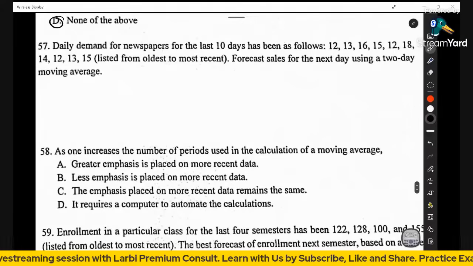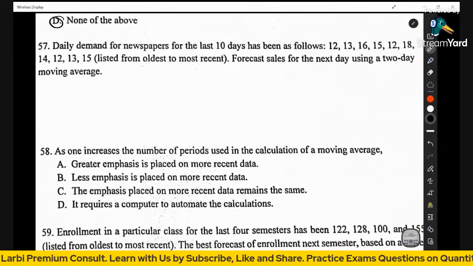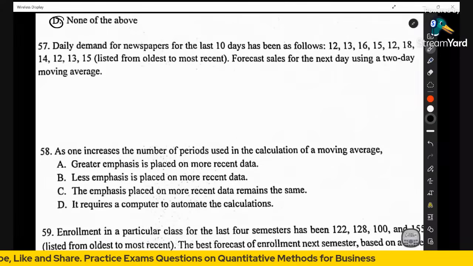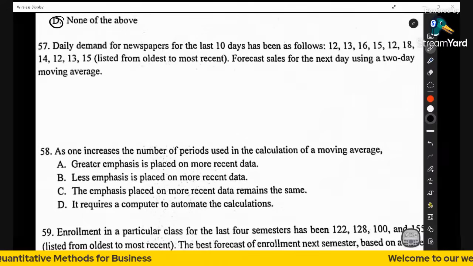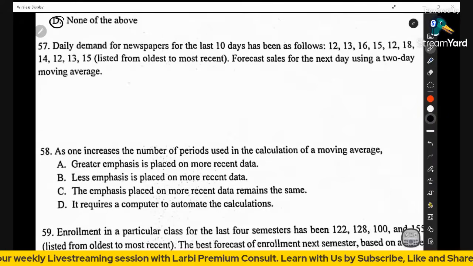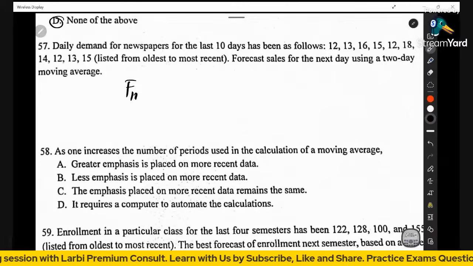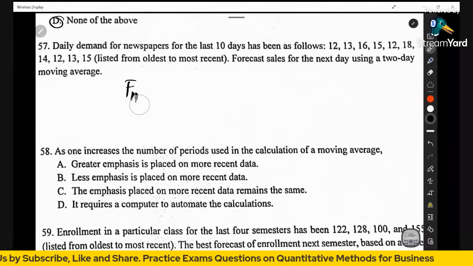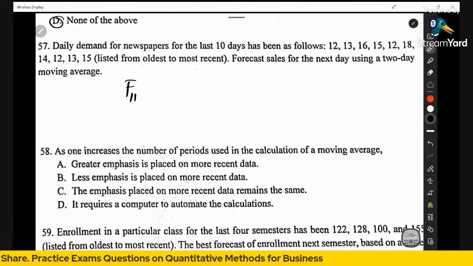Question 57. Daily demand for newspapers for 10 days has been as follows: 12, 13, 16, 15, 12, 18, 14, 12, 13, and 15, listed from oldest to the most recent. Forecast sales for the next day using a 2-day moving average. So here is 10 days of information from daily newspapers. For us to forecast for the next day, that's going to be F subscript 11, the 11th day.